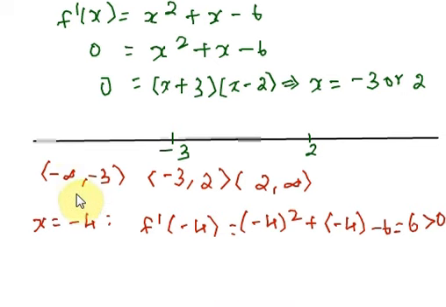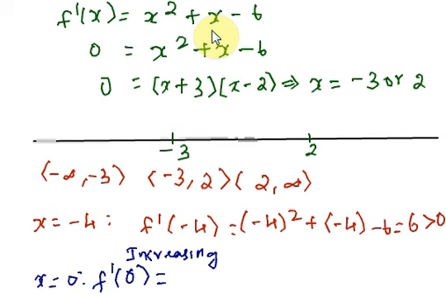Am I right? Same way, let us pick one number in this interval, negative 3 to 2. It can be any number. I'm going to take 0 because that would be easy for calculation. So replace x by 0 in the first derivative. So we will get negative 6, a number less than 0. So if the first derivative is negative, then we can say that the function f(x) is decreasing.